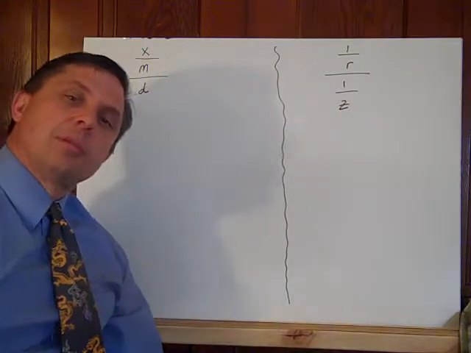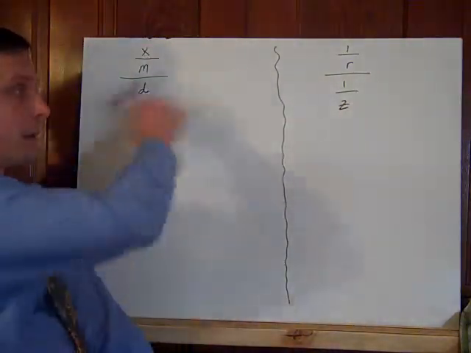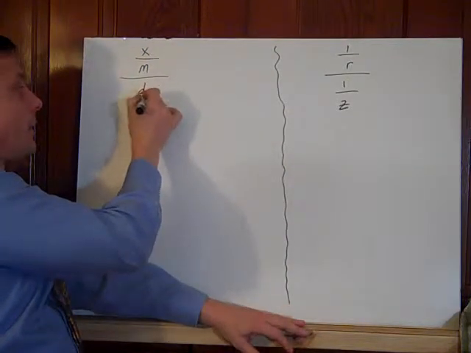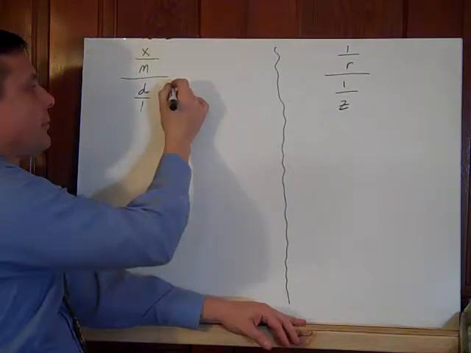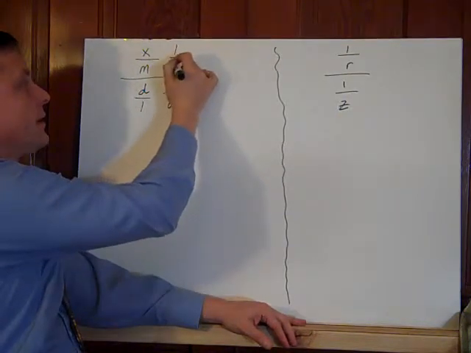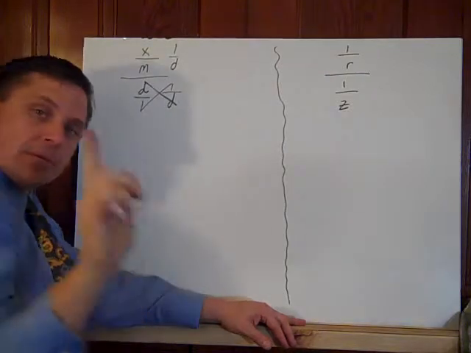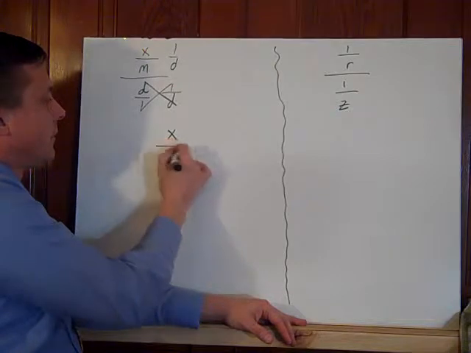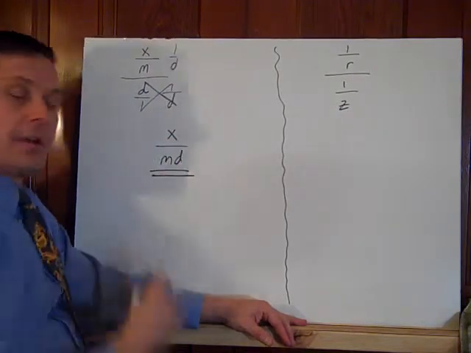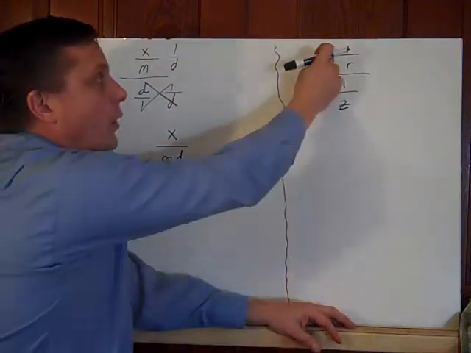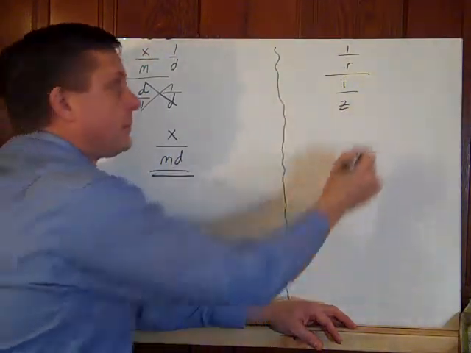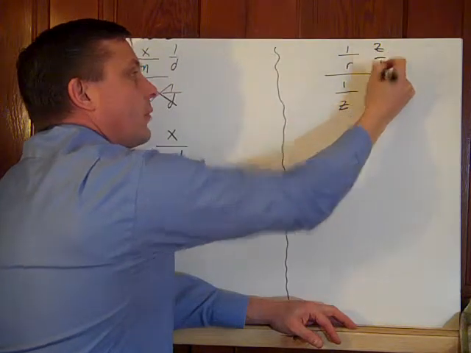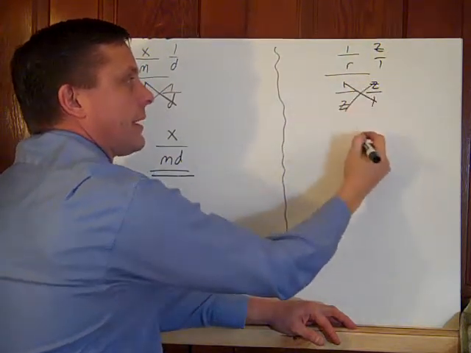So, a couple examples. You want to pause the video and try these. I'm going to work them rather fast. I got X over M over D, which I'm going to write as D over 1. Multiply by the reciprocal, 1 over D. Bottom becomes 1, number times its reciprocal. On the top, X times 1 is X over MD. On the other one, 1 over R divided by 1 over Z. I'll multiply by the reciprocal, Z over 1, and I get Z over R.